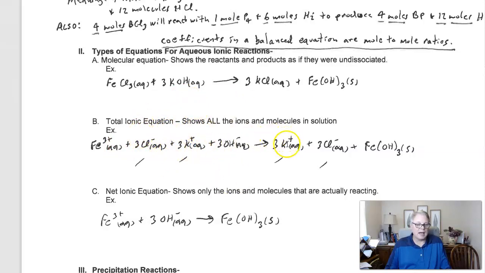When they react, the iron reacts with the hydroxide. That forms something that's insoluble, so it stays together and goes to the bottom of the beaker.